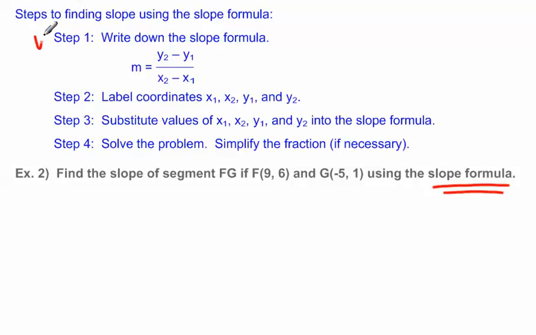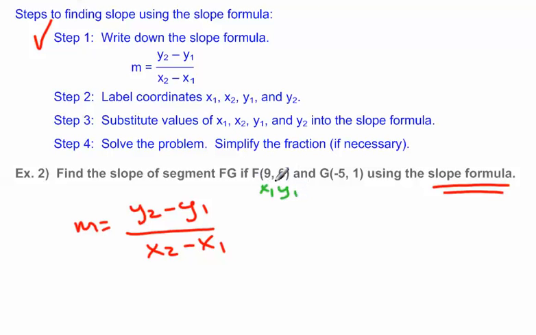Let's see here. So write down the slope formula. So I'm going to go m equals y2 minus y1 over x2 minus x1. Now label the coordinates x1, x2, y1, and y2. So let's go with x1, y1. Again, they came first from left to right, so I'm going to label F as x1 and y1. G comes second, so I'm calling it x2 and y2. And so I've labeled the coordinates.